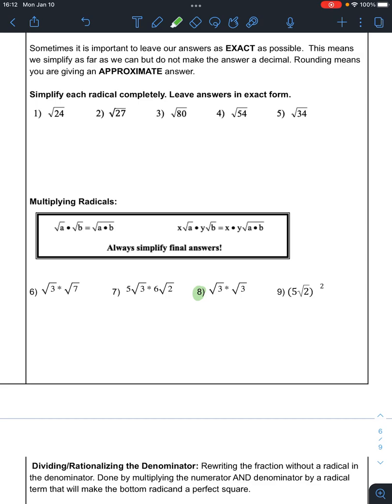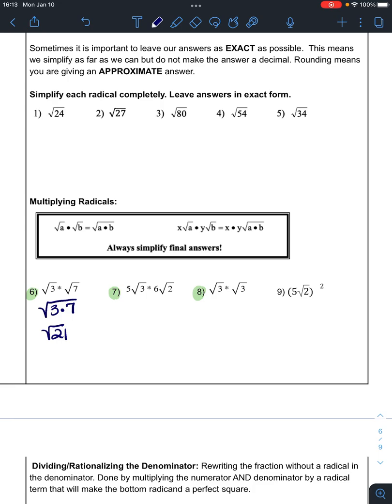So for instance, if we look at these 6, 7, and 8 right here, when you multiply the square root of 3 times the square root of 7, it is equivalent to the square root of 3 times 7. You can combine them under one square root, and then 3 times 7 is the square root of 21. And you can always leave out that middle step, but I just want you to have it so that you understand how things are working.